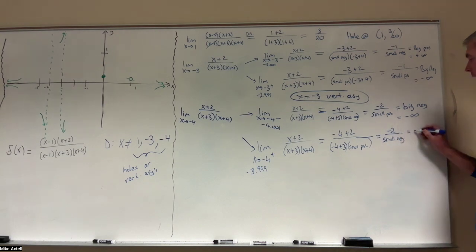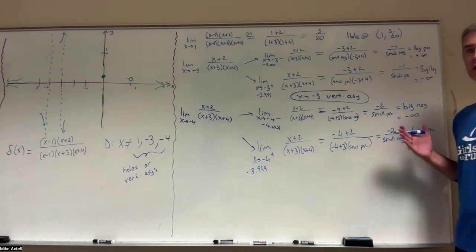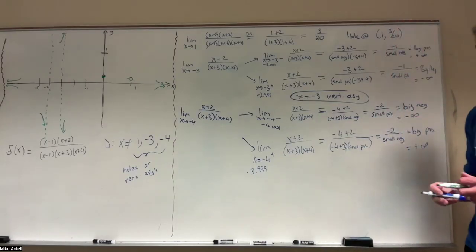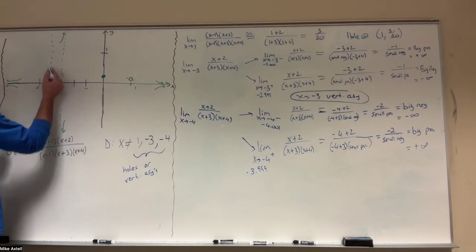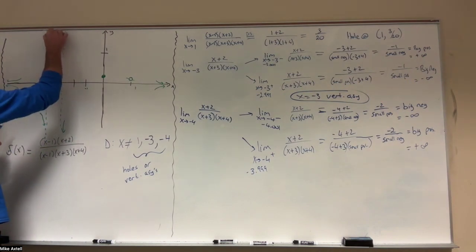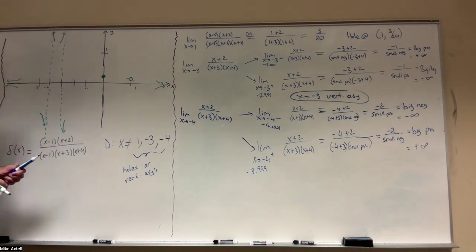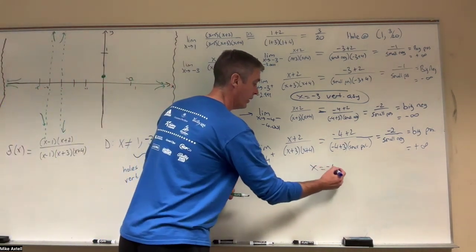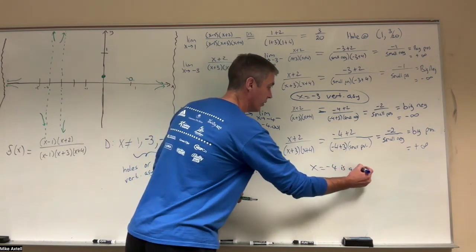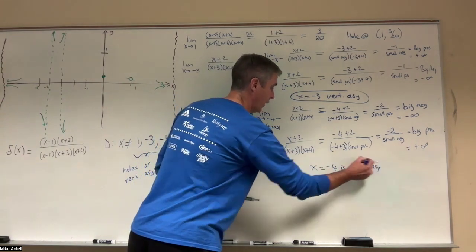And -2 over small negative is big, and it's positive, so I get positive infinity, okay? So as I approach -4 from the right, my y values are zooming up. And it's getting crowded between -3 and 4. But I've got that kind of behavior just to the right of -4. Okay, so this tells me that x equals -4 is a vertical asymptote as well.